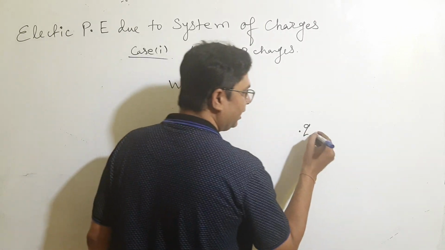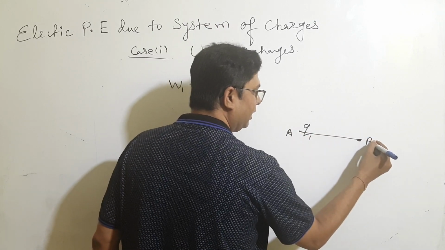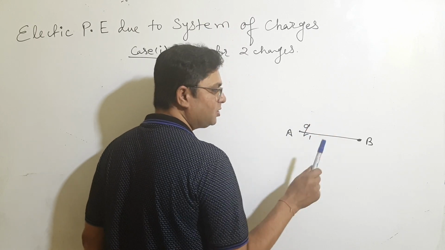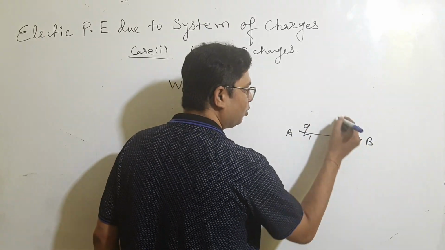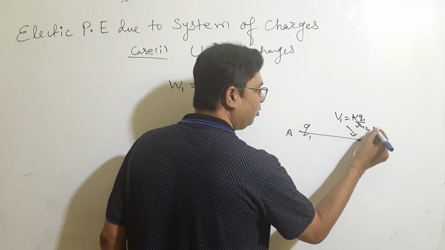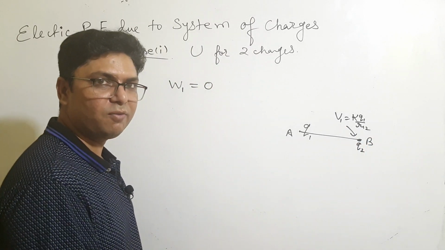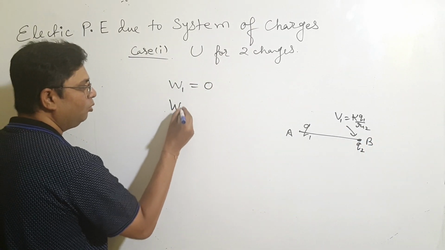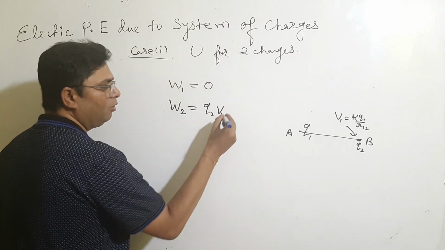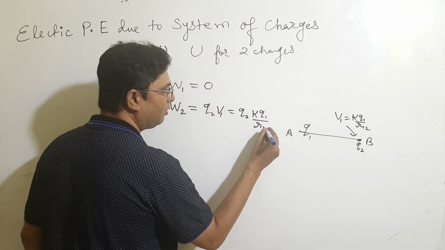Now, I am bringing another charge at this point. This is point A, this is point B. When you bring a Q2 charge to point B, what will happen? First, at point B, there is a potential V1 which is K Q1 upon R12. Now you bring a charge Q2 from infinity to here, so you have to do work for that. The work W2 is equal to Q2 V1, which is equal to Q2 K Q1 upon R12.